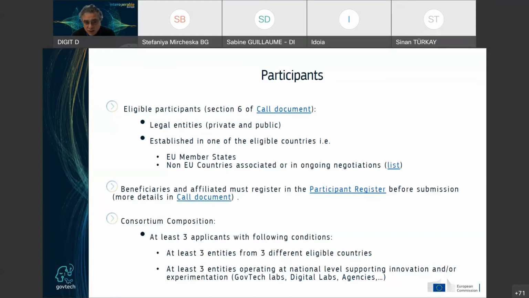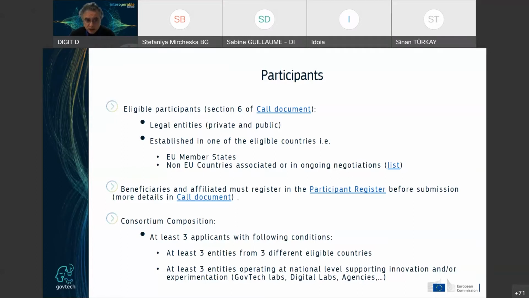So of course, the eligible participant has to be a legal entity, private or public. They have to be established in one of the eligible countries. So it means one of the EU member states or non-EU countries associated or in ongoing negotiations. I put a link to the list. There are currently 3 joined countries and 4 countries who are candidates to join the program.